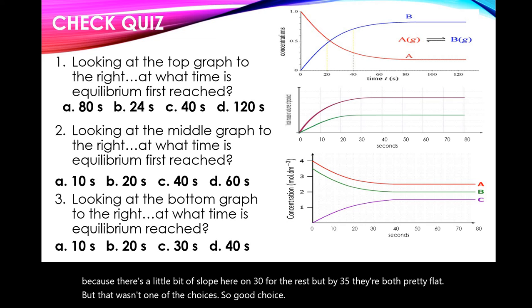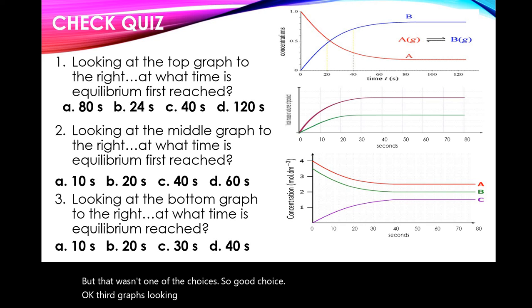Okay, third graph, looking at the bottom graph. Which one represents when equilibrium is being reached? Take a second. Okay, 10, 20, 30, 40. Yes, so you get the idea now where equilibrium is at. Awesome.